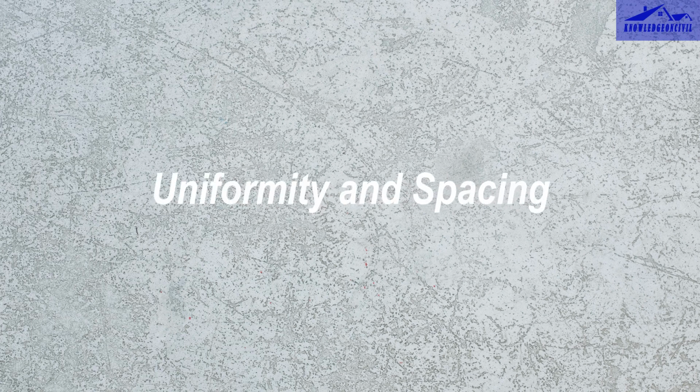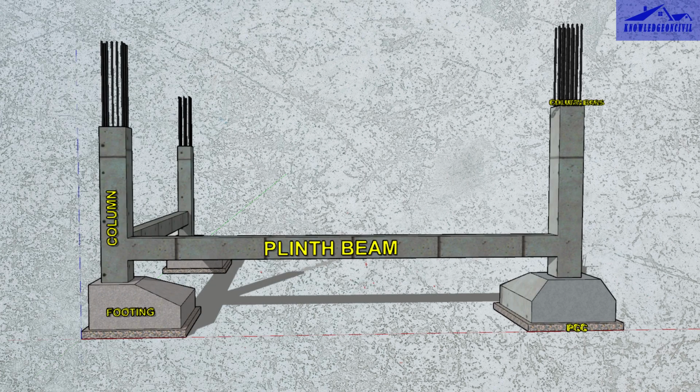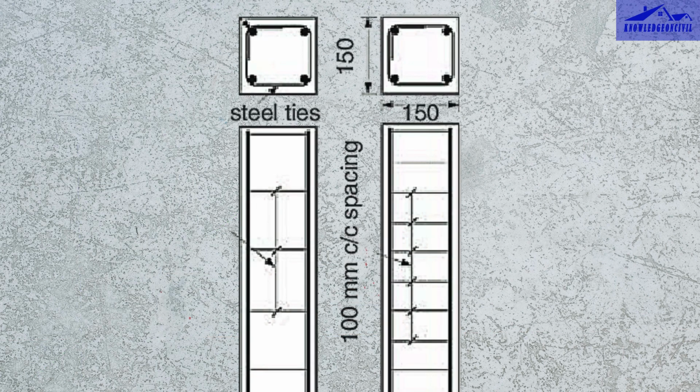Lastly, let's talk about maintaining uniformity and spacing for optimum structural performance. It's crucial to use the same cross-sectional area throughout the height of the column for uniform loading. The center-to-center distance between columns should be a minimum of 3 meters and a maximum of 5 meters. When it comes to lateral ties, ensure a minimum spacing of 100 mm for reinforcement shear bars.